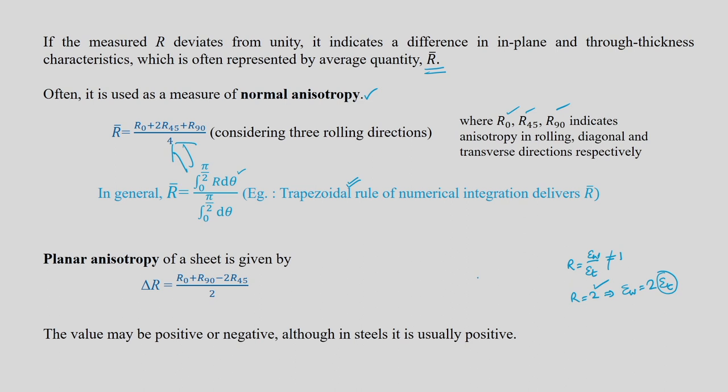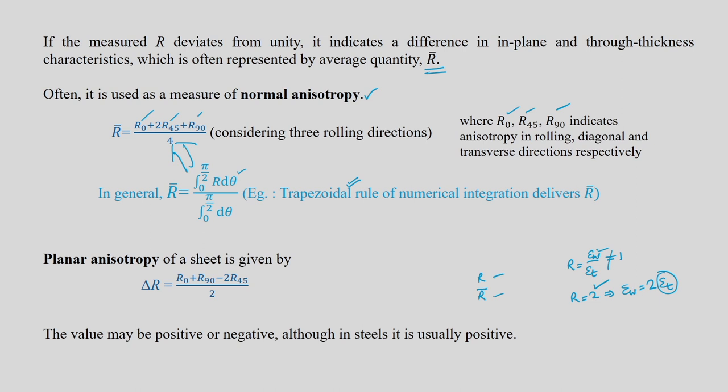So now you know R, you know R bar. So how do you get R? You pick a particular rolling direction and follow the standard method that we discussed already, and then get R using the usual definition, epsilon WD by epsilon T. You repeat that for 90 degrees and 45 degrees other than 0 degrees. Then you get three values, R0, R45, R90. You put them in this formula, and you will get R bar. These two are done now.